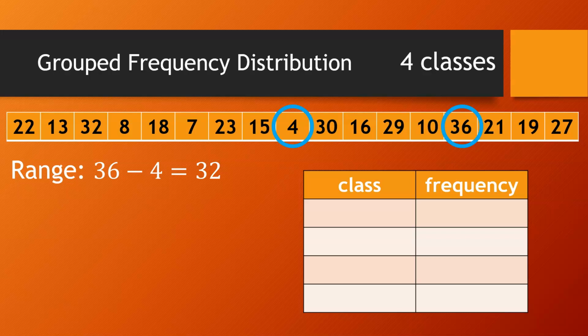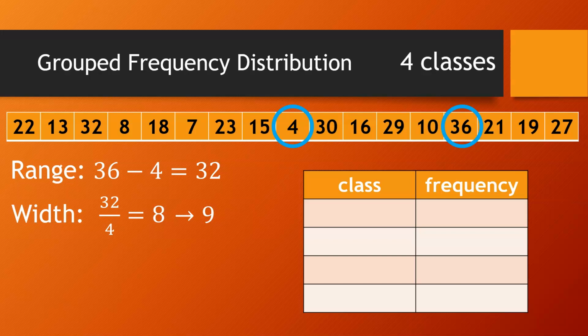If we want 4 classes, we need to divide that into 4 equal pieces. So we'll take that 32 and divide it by 4, and we get 8. Now here's the tricky thing. No matter what you get when you divide the range by the number of classes, you have to take that number and increase it to the next largest whole number, which means we need to use 9 as the width of each class. The reason we need to do that is if we don't, we will not be able to find a place in the last class for our largest data value.